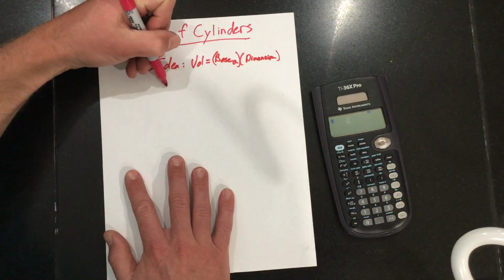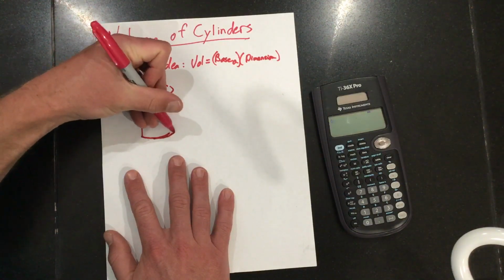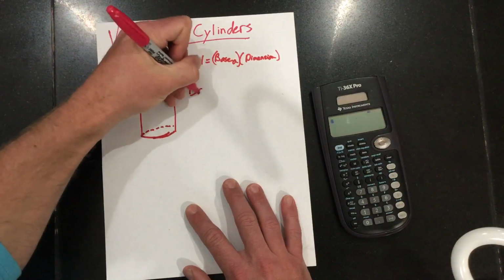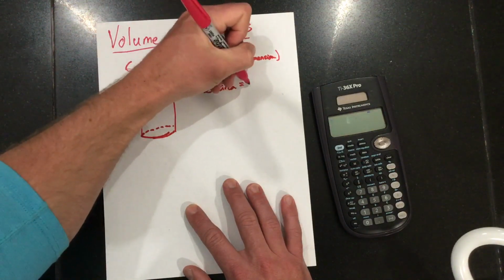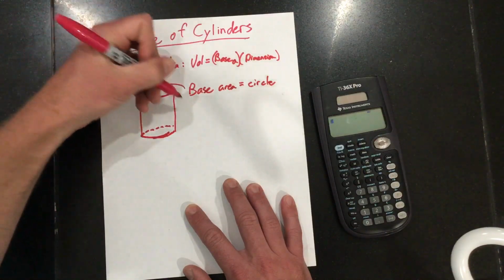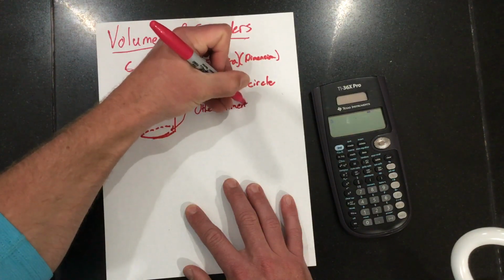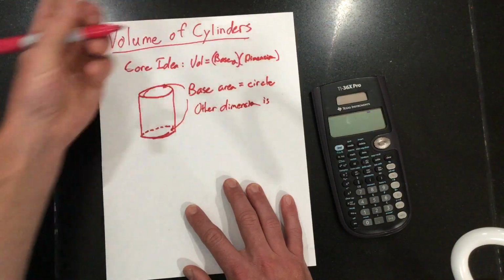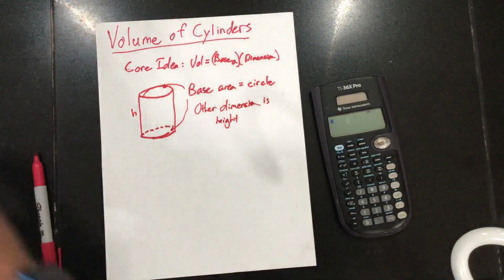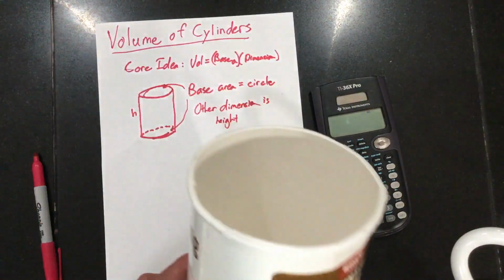And if we sketch out what a cylinder looks like, it kind of looks like that right there. And its base area is going to be equal to a circle. And so that's what we have right here. This is the base area. You could use that one, or you could use that one. And then the other dimension is, in this case, height. All right? And so what we're going to do is calculate the volume of this in inches. So first of all, we're going to try to find the base area.